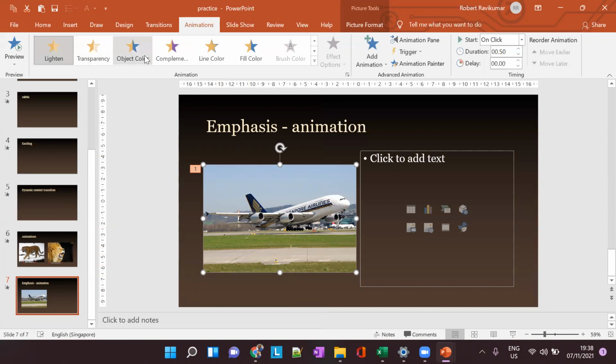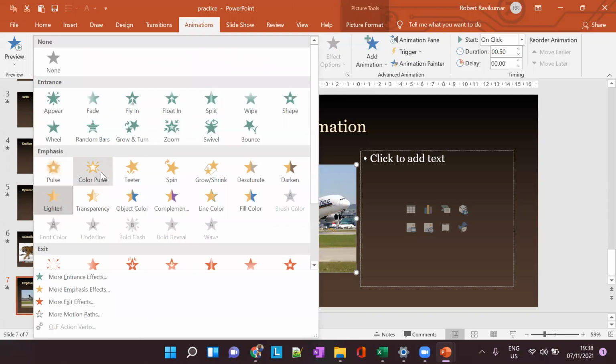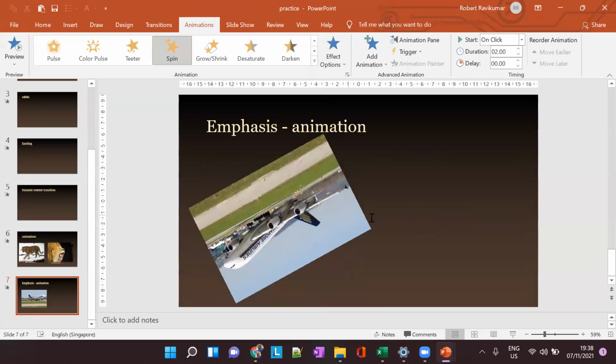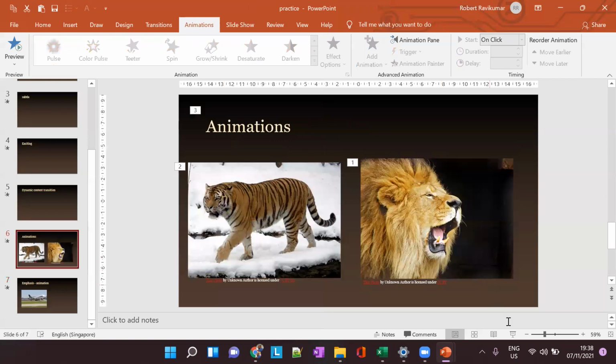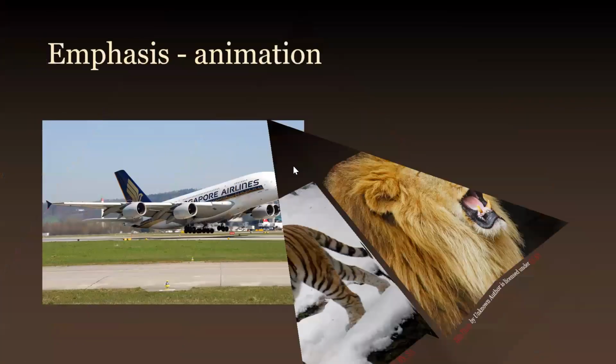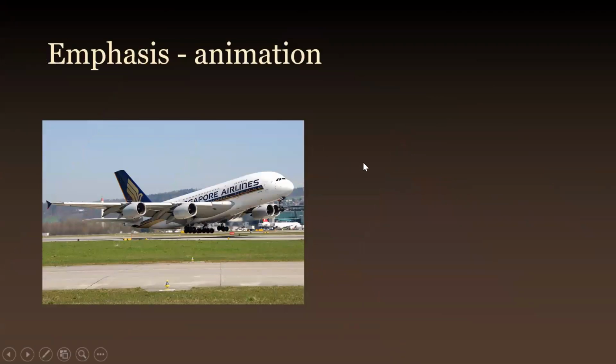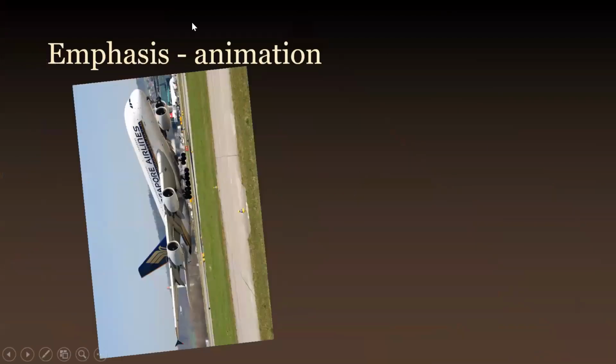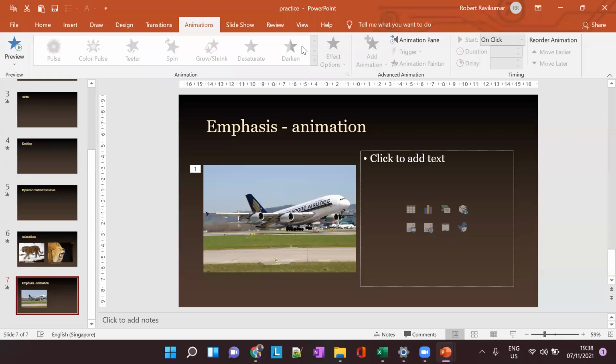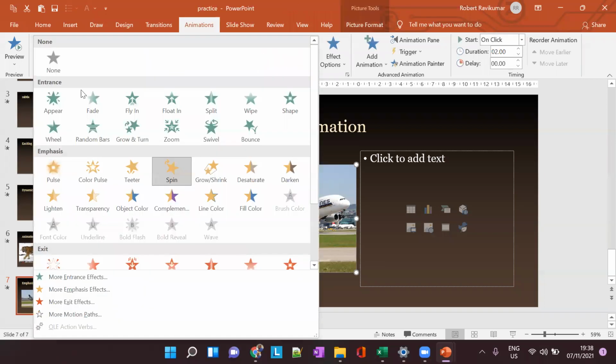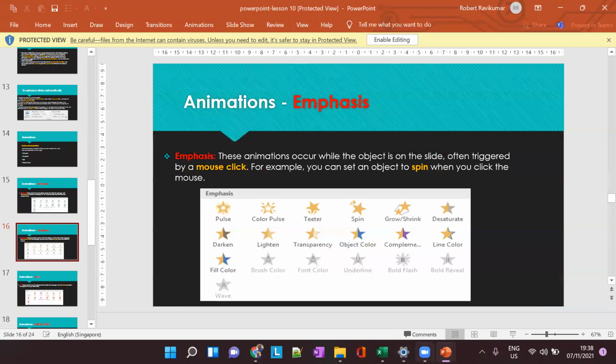We'll choose spin. Okay, so now you can see another effect here, right? So if I click the mouse again, the animation is triggered, and the picture is spun around. Okay, so this is another type of animation. So similar to emphasis, in the emphasis we have these options here. So let's try to do an example on exit also.